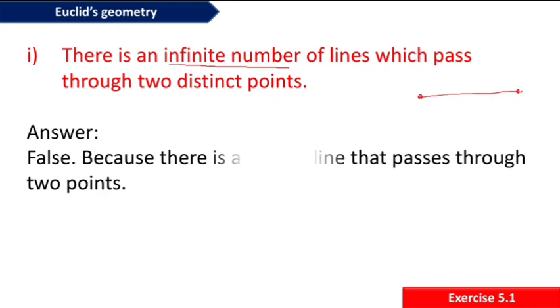This is false because we can draw only one line, only a unique line passes through 2 points. If there are 2 points, we can draw only one line between those 2 points. Therefore this statement is false.